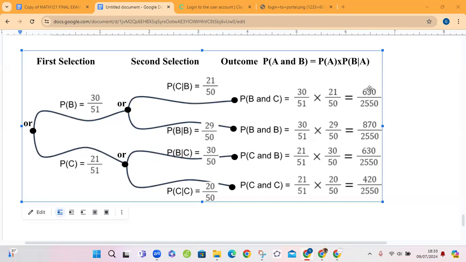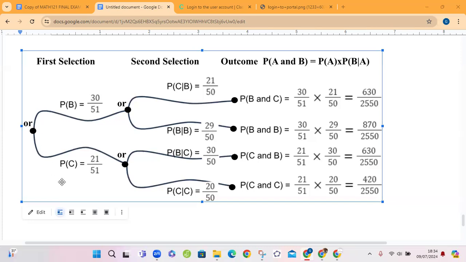You can leave it like this. You don't have to simplify. You don't have to convert it to a decimal. But if you want, you can. Or she can select a berry and then another berry. That is possible. Berry in the first and berry in the second. So that would be 30 over 51 times 29 over 50. Here it is, 30 over 51 times 29 over 50, and that is 870 over 2550.